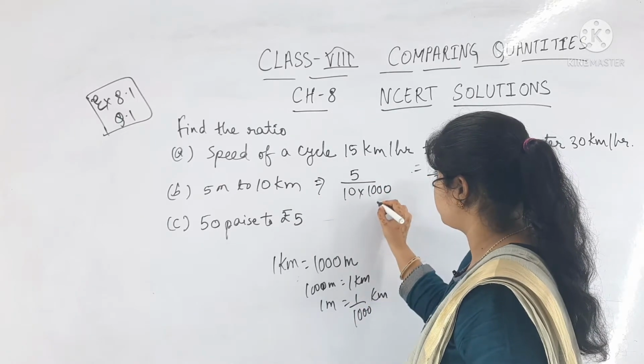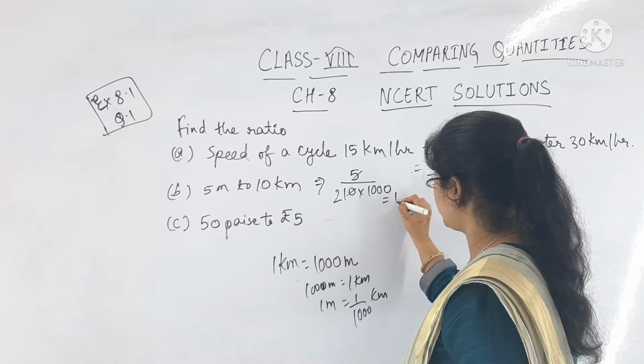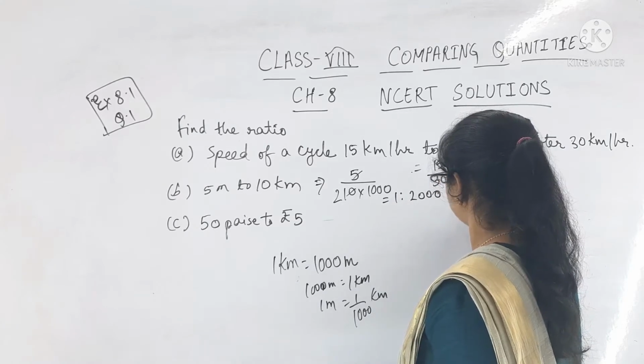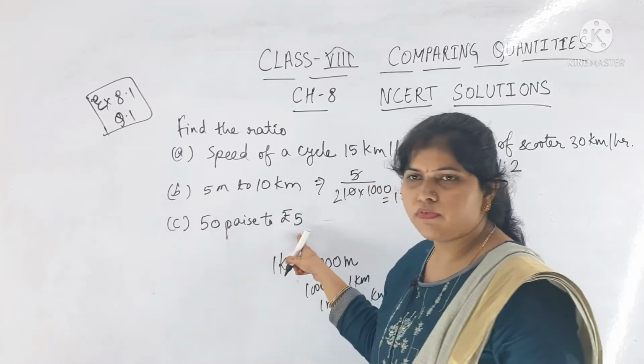So here I am changing the kilometer, 10 into 1000. 5 ones are 5, 5 twos are 10. So the ratio is 1 is to 2000. This 1 is to 2, like this. This is 50 paise to rupees 5.